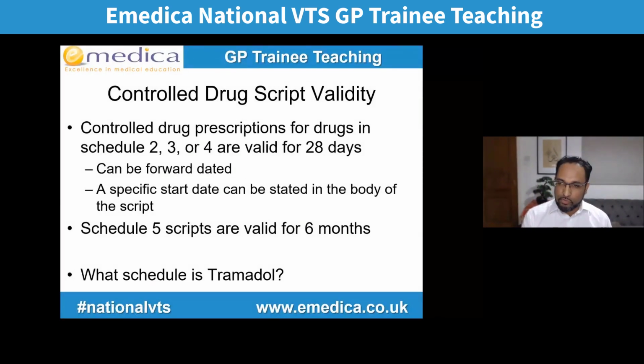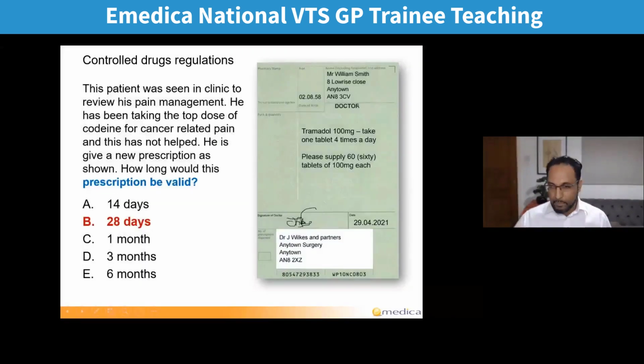Controlled drug prescriptions, so controlled drugs are in schedules, schedule 1, 2, 3, 4, or 5, okay? So controlled drugs in schedule 2, 3, or 4 are all valid for 28 days. Now you can forward date it. So for example, this prescription from today, but if I wanted the patient not to be able to access it until 2 weeks time, I could put the start date here, the 15th of May, for example. The pharmacist won't let them have it before that.